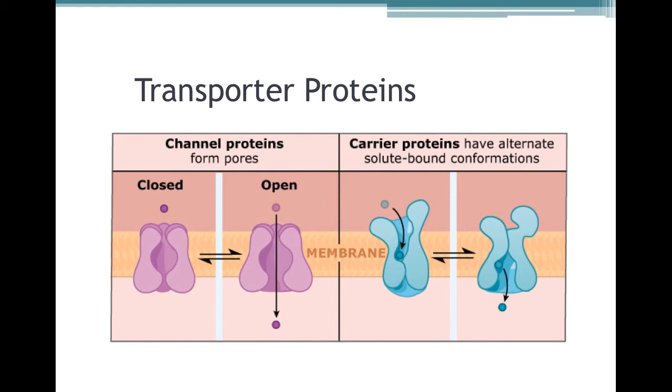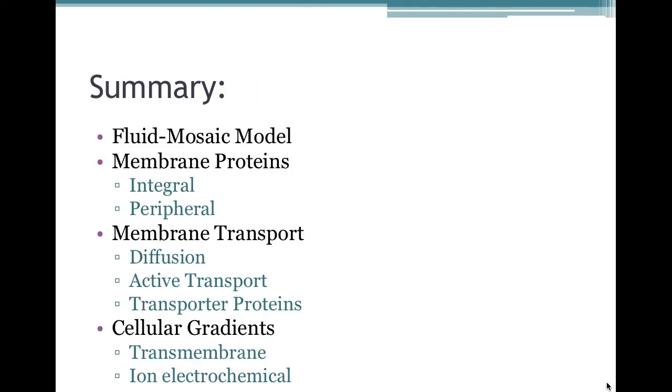So in all, we went over the fluid mosaic model, membrane proteins, membrane transport, and briefly cellular gradients. And in all, we now see how the cell membrane is key in homeostasis of the cell.